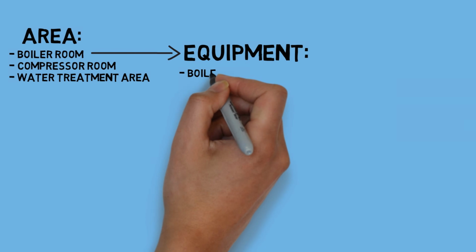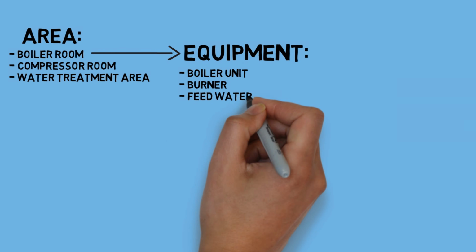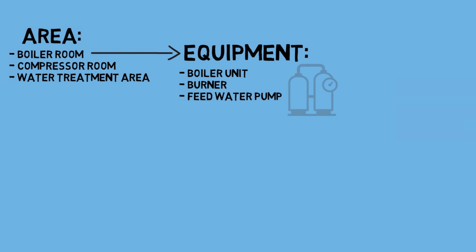For example, in the boiler area, we typically have equipment such as the boiler unit itself, burners, feed water pumps, and other supporting systems. These pieces of equipment will be the main focus of our monitoring system.